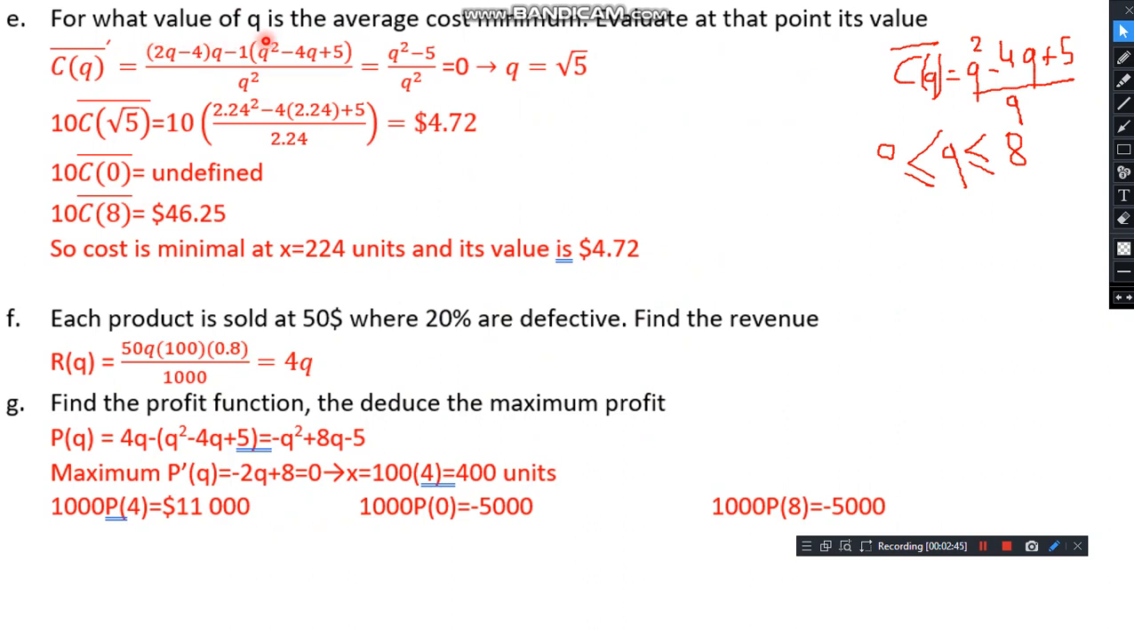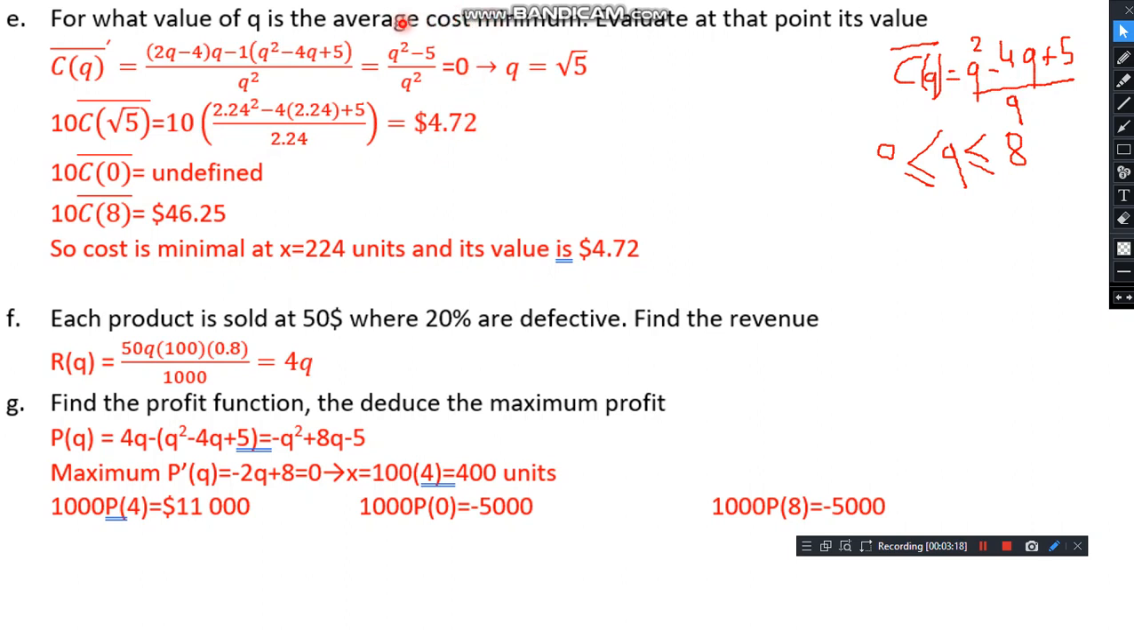Now the question, for what value of Q is the average cost minimum? So we take the derivative of the average cost. This is U over V, so it's 2Q minus 4 times Q, minus 1 times Q squared minus 4Q plus 5, over Q squared, equal to 0. You don't take the minus, since the number of products cannot be negative, and Q is between 0 and 8. So we do 10 times C bar of radical 5 here. The unit is 10, don't forget. So we replace by C bar of radical 5. You're going to get $4.70.